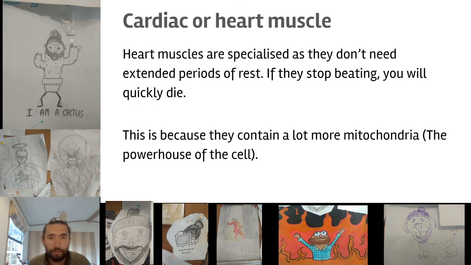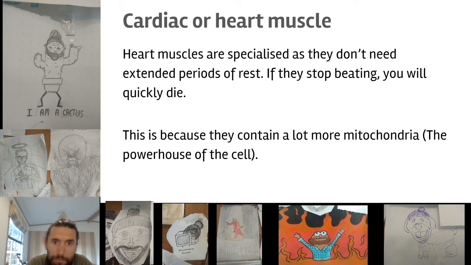So the first type of muscle we're looking at is the cardiac muscle or heart muscle. Heart muscles are really specialized because they don't need rest. It says extended period of rest. Really, they rest a little bit between each beat. If they stop beating, you're going to quickly die. The blood stops flowing through your body and your cells won't get oxygen and die.